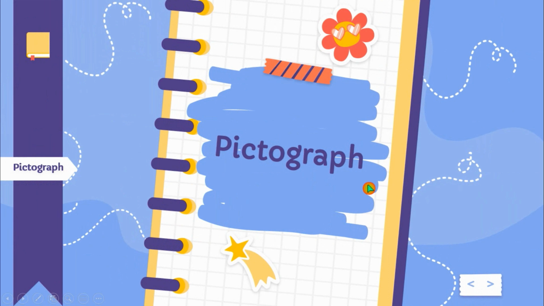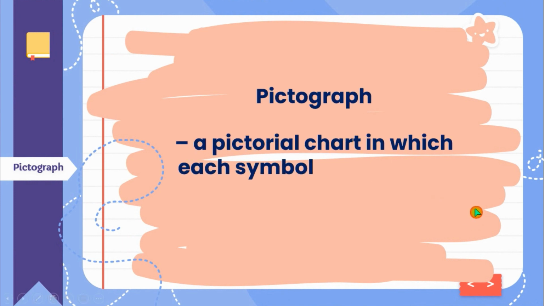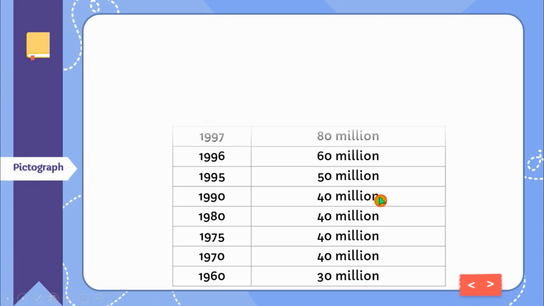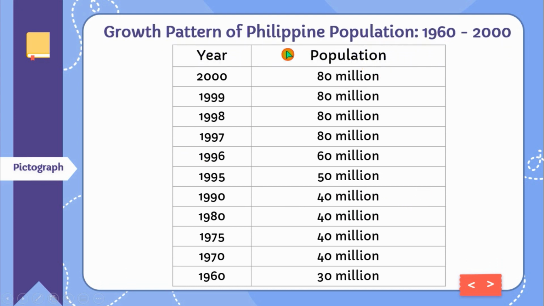Eto, magdo-drawing lang kayo. Repeatedly. Okay? Kasi, what is a pictograph? A pictograph is a pictorial chart in which each symbol represents a definite and uniform value. So let's have the following organized data of the growth pattern of Philippine population during the 1960 to 2000. Okay, so in 1960, we have 30 million, so on and so forth hanggang 2000.